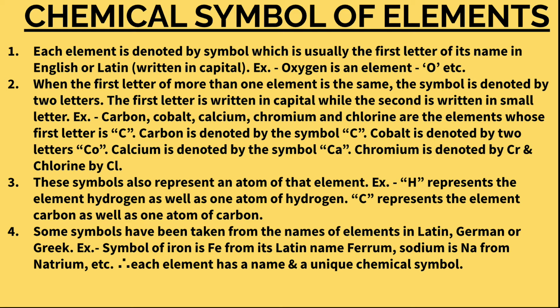For cobalt also it's C, but here we write it as Co, capital C, small o. For calcium, it is written as Ca, capital C, small a. For chromium, it is capital C, then small r. For chlorine, it is capital C and small l. Okay, like this. Then these symbols also represent an atom of that element.